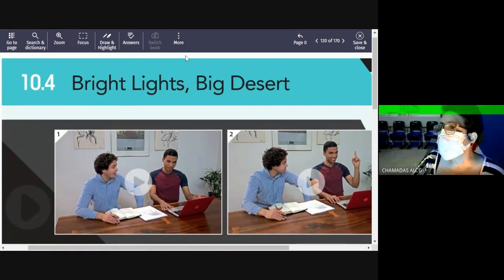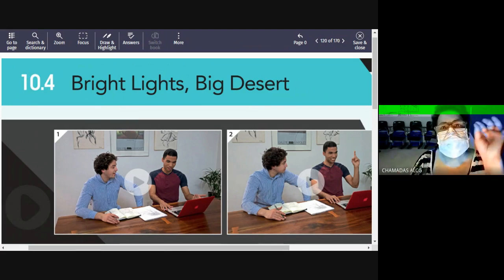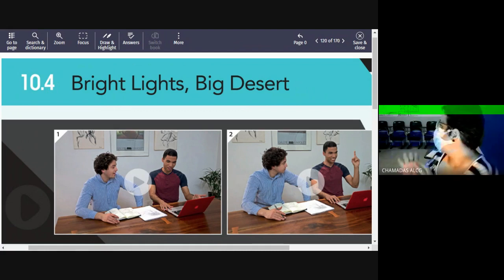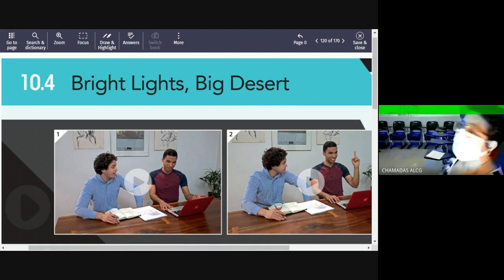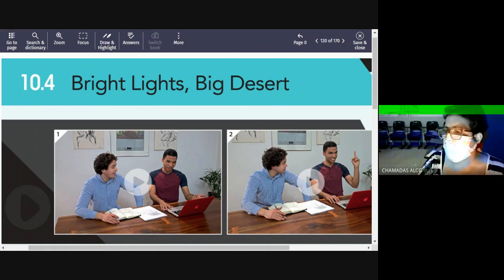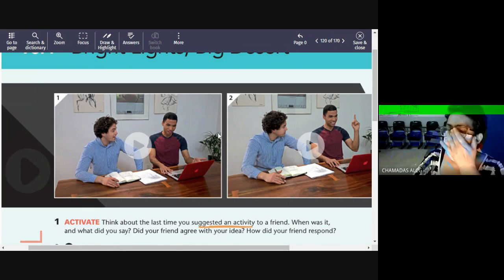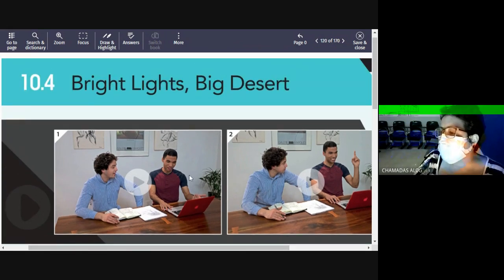All right, as you know, guys, Unit 10.4, like all the units .4, are the video lessons of the units. That's the moment where we see the characters of the lesson. We meet Andy again, Max, Kevin, and all these guys. They are studying in New York, and we know more about them, right? So today, the topic of their conversation is bright lights, big desert.